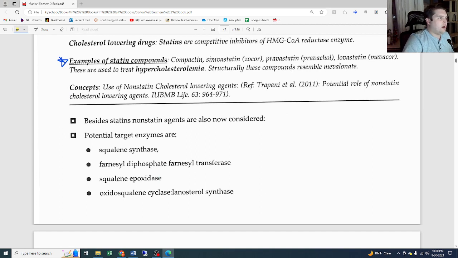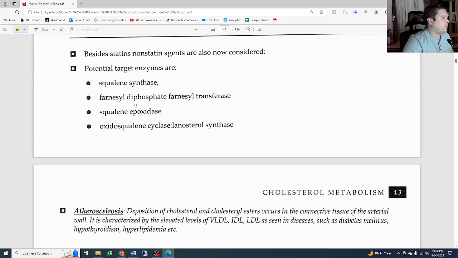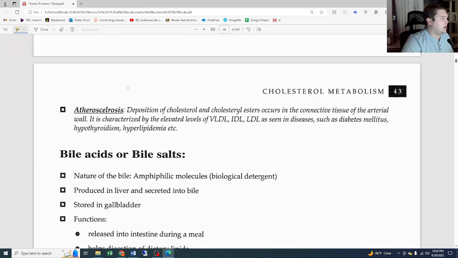And these statin compounds resemble mevalonate. Okay, so besides statins, non-statin agents are now considered. This is a repeat we looked at up above.